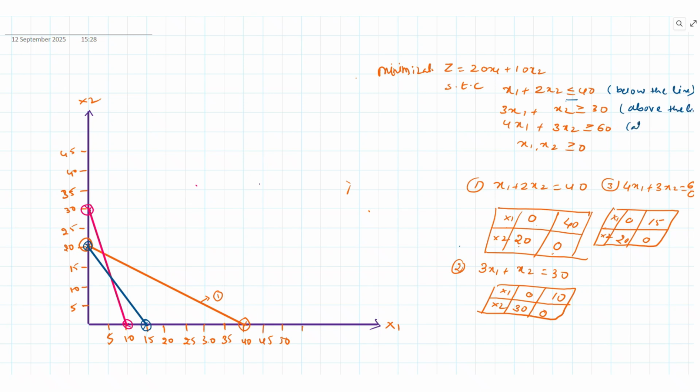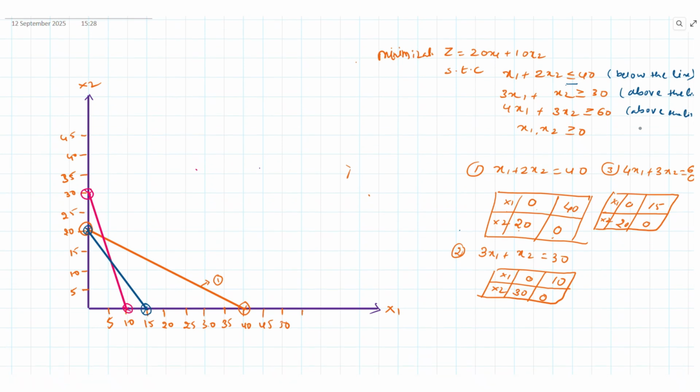Similarly for the third one, the feasible region will be located above the line, right? So from this we have to plot now. The first equation was this one, so the feasible region will be below the line, so I will plot this. This is below the line. For the second equation, it is above the line. The second equation is above the line.